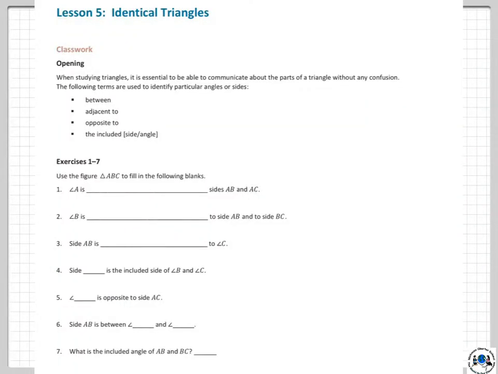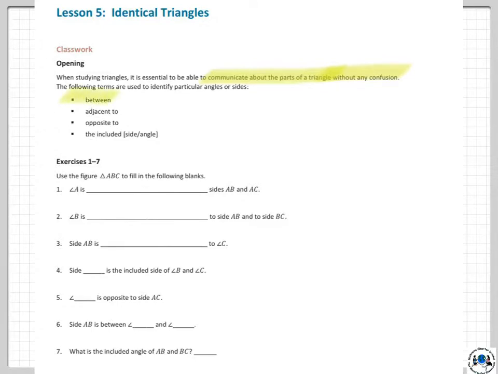We have our opening here. When studying triangles, it is essential to be able to communicate about the parts of a triangle without any confusion. That can be confusing because triangles have three sides, and sometimes they'll all look alike, and it's hard to distinguish. So the following terms are used to identify particular angles or sides. We have some words we're going to be using.